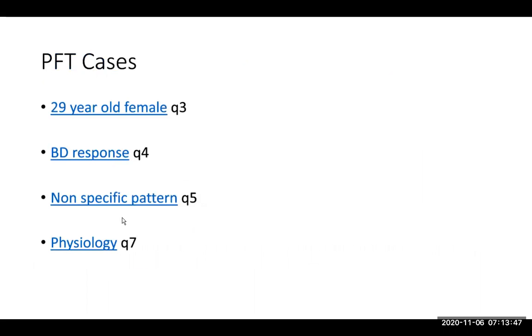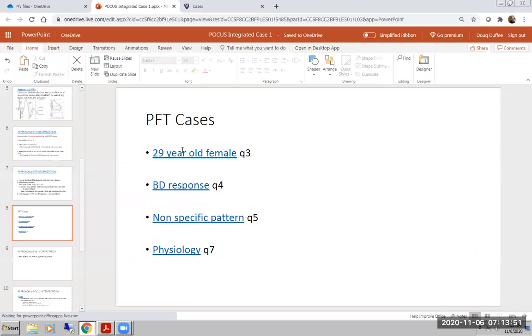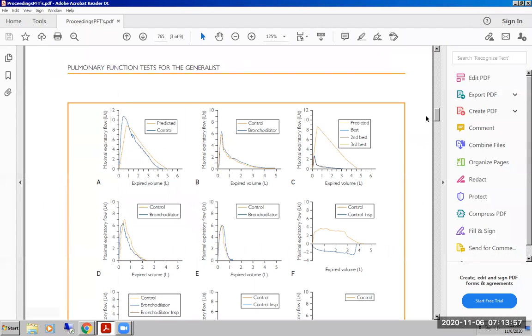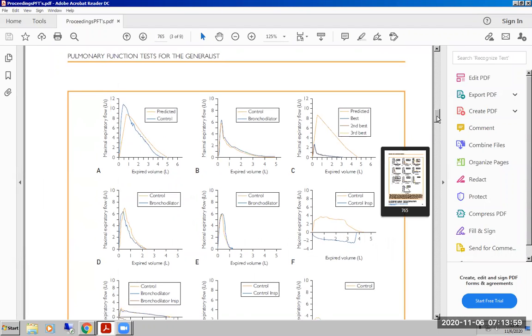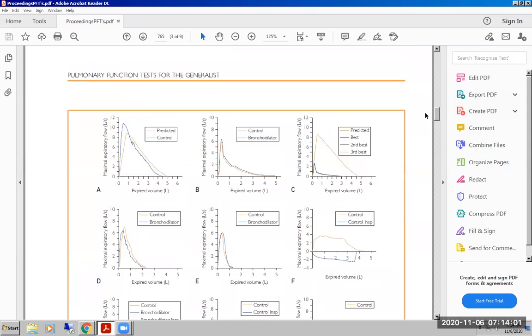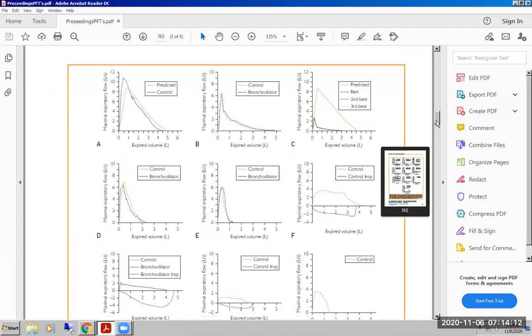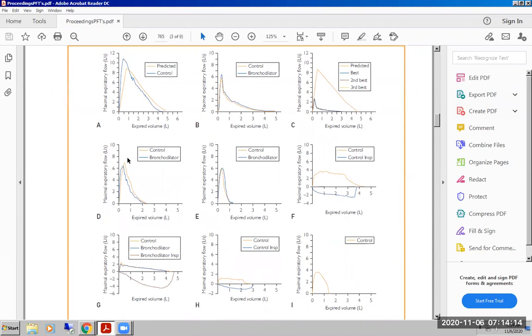So before we go to these cases, I just wanted to show you real quick this paper right here, because I look at this paper a lot, and if you guys have worked with me on the hospital service, you know that our quiz questions focus on this. So when we talk about approaching a pulmonary function test for the generalist, and we talk about looking initially at the flow volume loops, here they are, the classics.